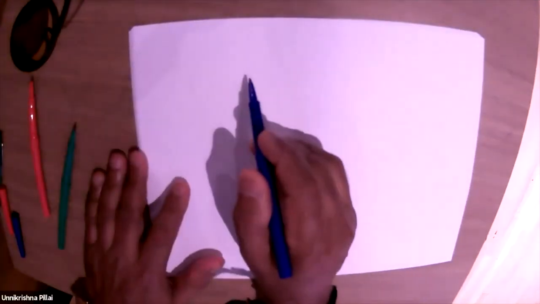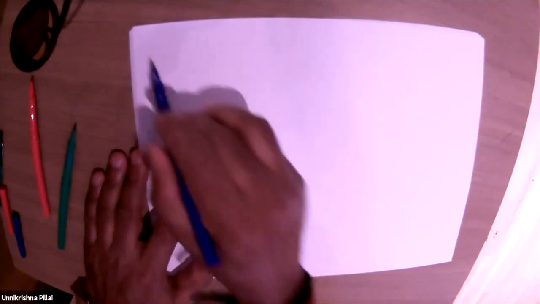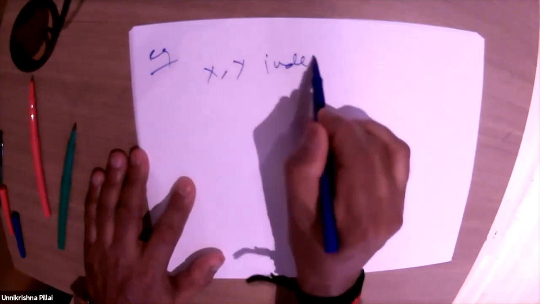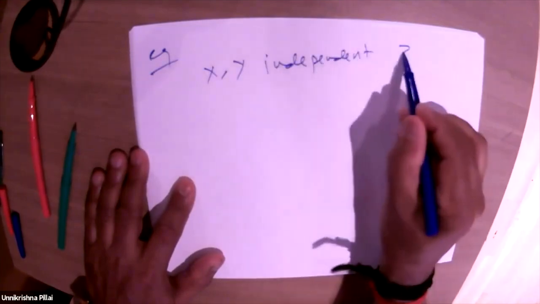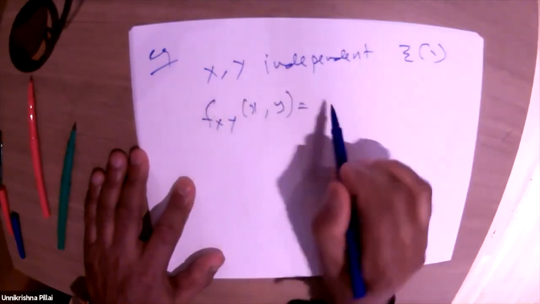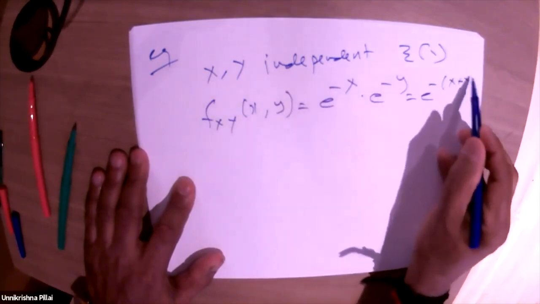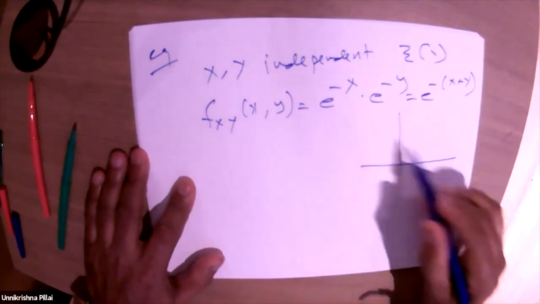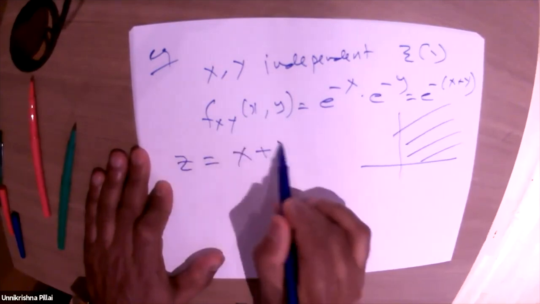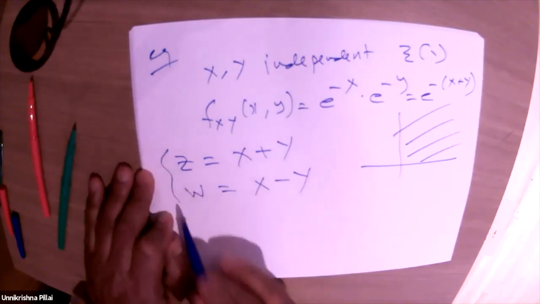So consider this example. All right, let's see. We start with X and Y independent. I'm trying to construct something, you will see. Let's say independent exponentials. I'm taking parameter to be one. So of course, X and Y are here. Let me define Z to be X plus Y, and W to be X minus Y. So I'm going to work on Z and W.